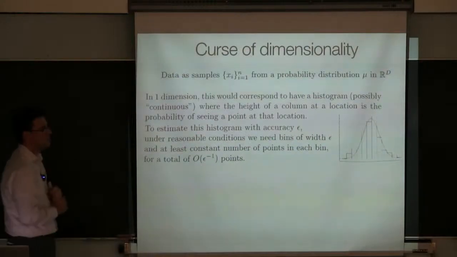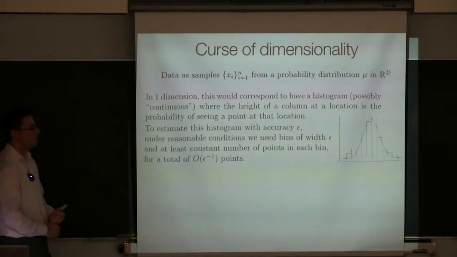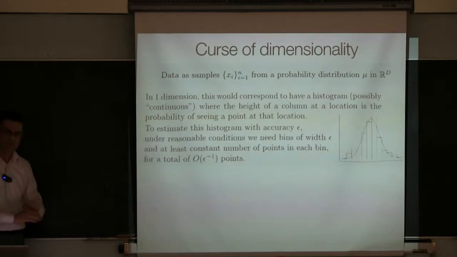1 over epsilon bins, and we need at least a few points in each of the bins. In fact, we actually need 1 over epsilon squared, but let me gloss over that. We need at least a constant number of points in each of those bins. And so in order to get an accurate estimate, we need about 1 over epsilon points, at the very least.